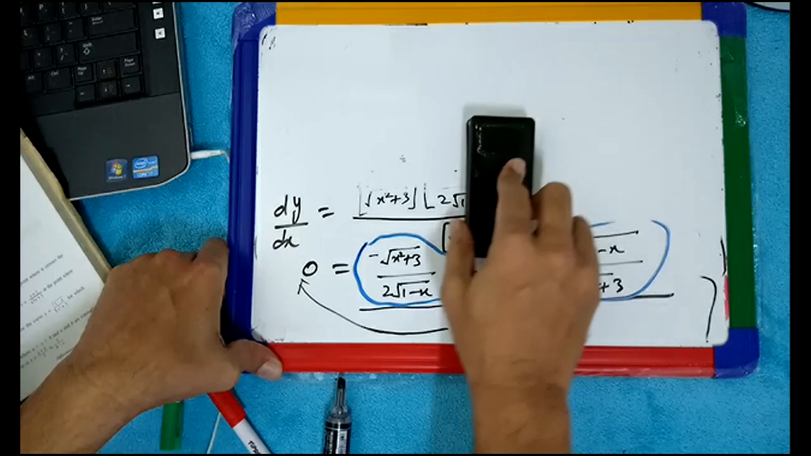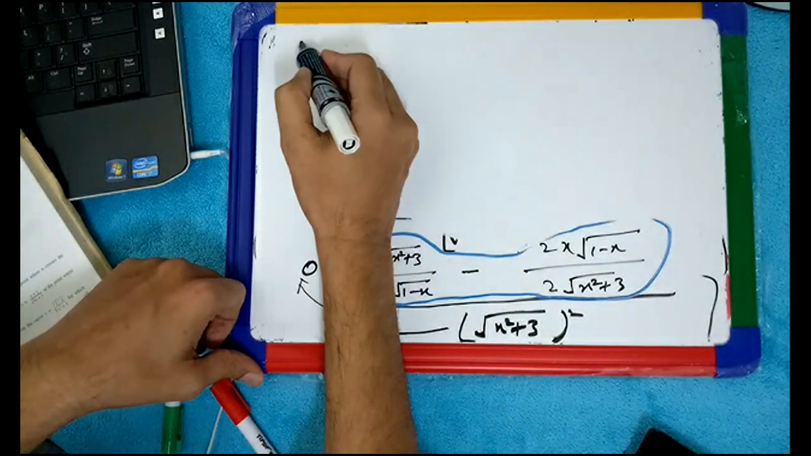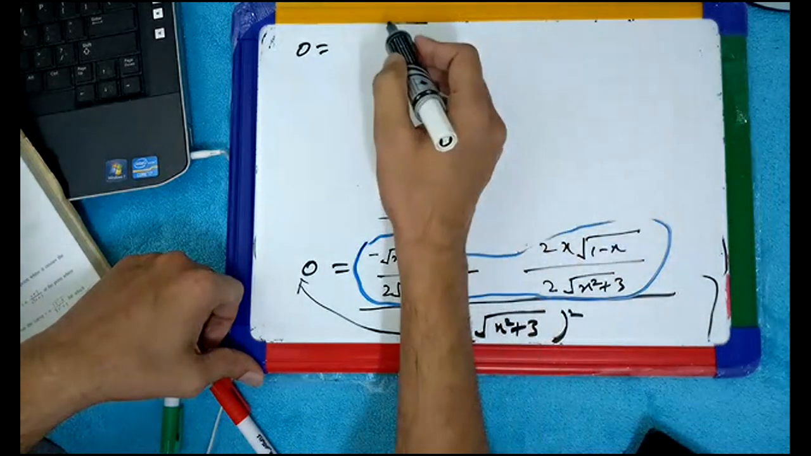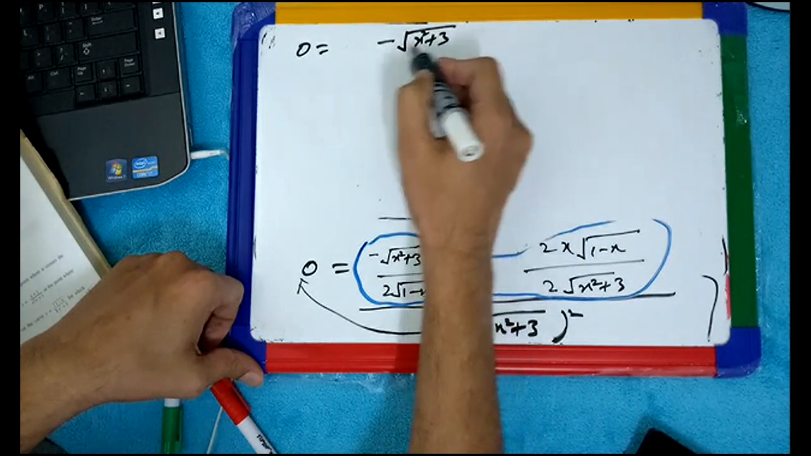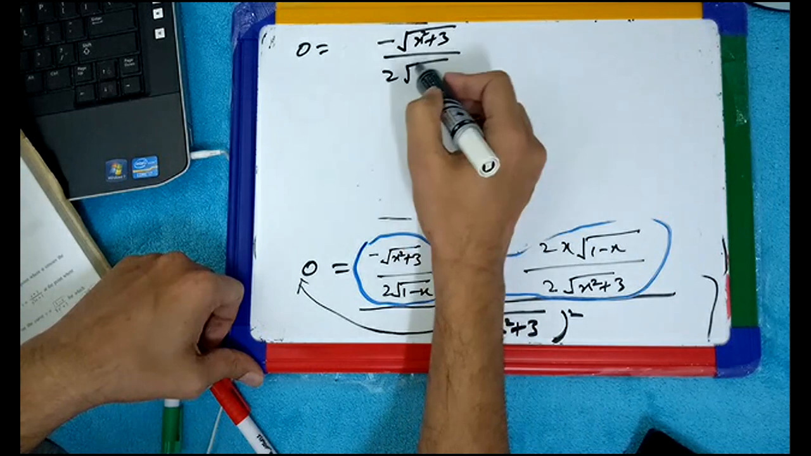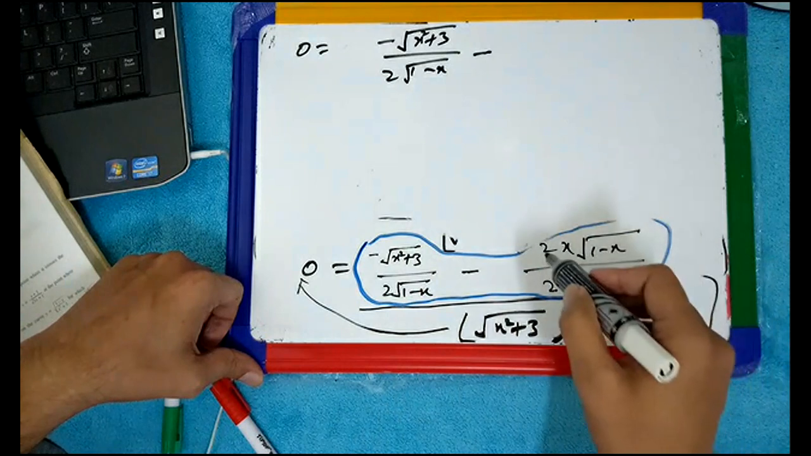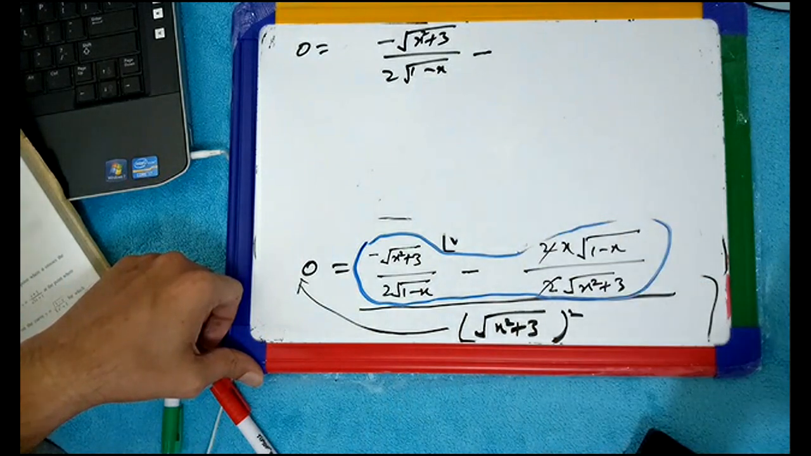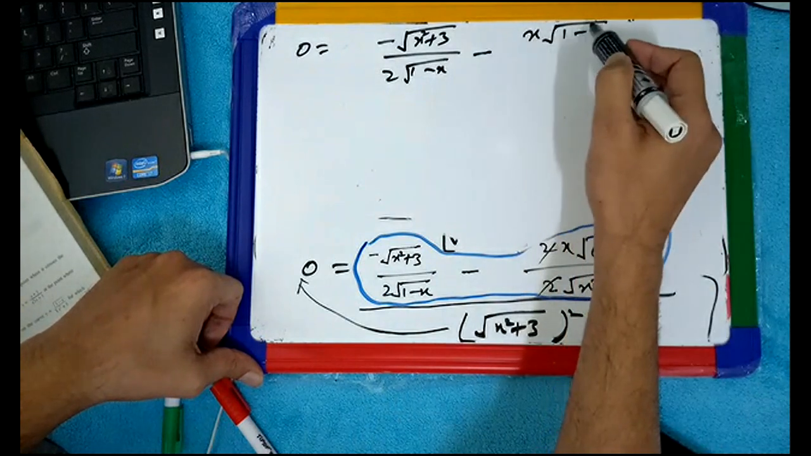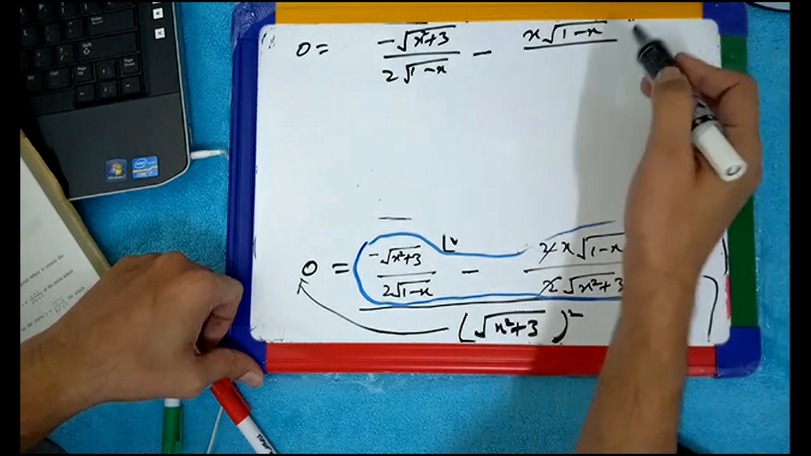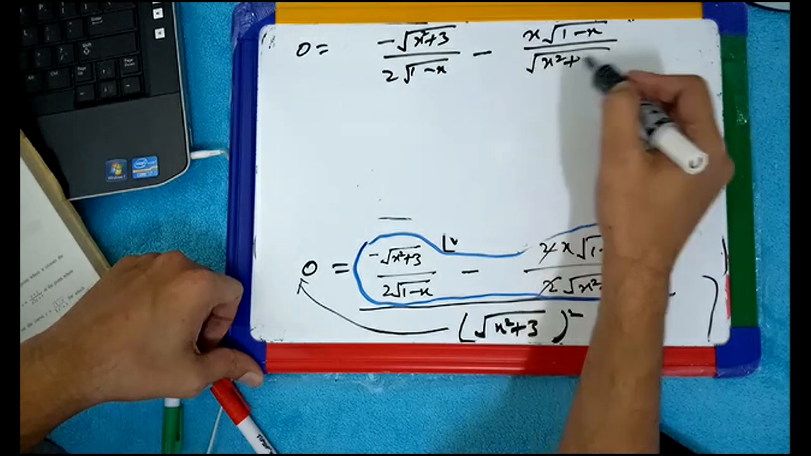There is a very easy way to solve this one, I tell you. So what is remaining is 0 equals minus the square root of x squared plus 3 divided by 2 under root 1 minus x. If I cancel this 2 with 2, I can cancel because this is multiplication. So x times the square root of 1 minus x divided by the square root of x squared plus 3.